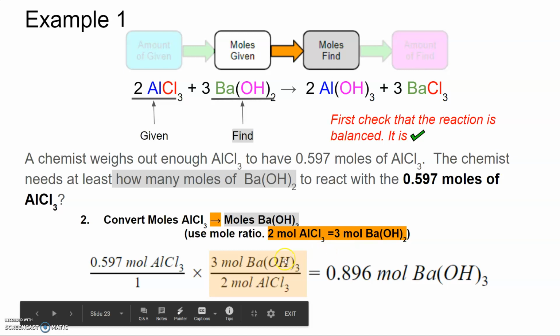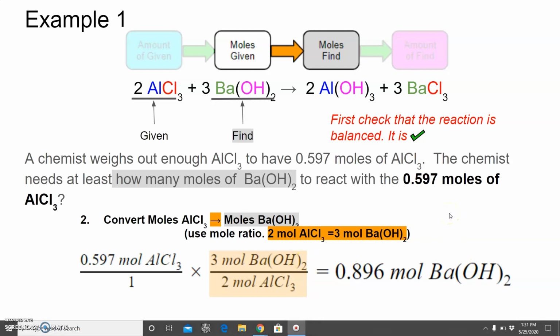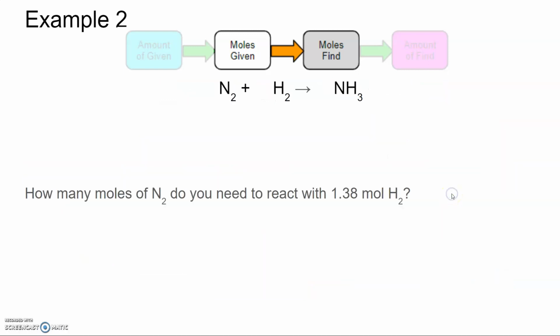But at any rate, we go ahead and do our math, and we get 0.896 moles of barium hydroxide. Okay, so I went ahead and corrected the chemical formulas for the barium hydroxide. But our final answer here is 0.896 moles of barium hydroxide, and that's how we got that answer. Let's look at another example.